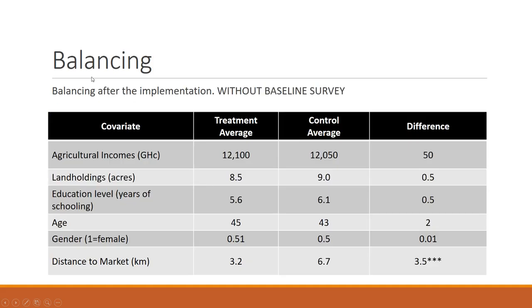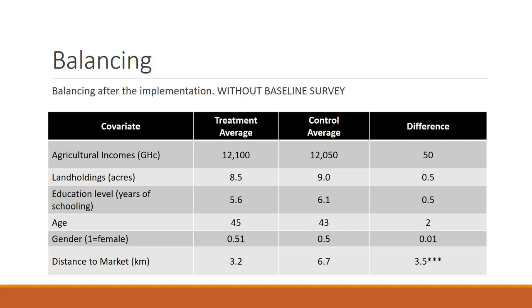All right, but let's say we do the balancing test after the implementation. So let's say we don't have a baseline survey. So that means we don't know what our sample was like before the intervention. We only have data after the intervention. All right, so we only have data after the implementation. How does that change our balancing test?